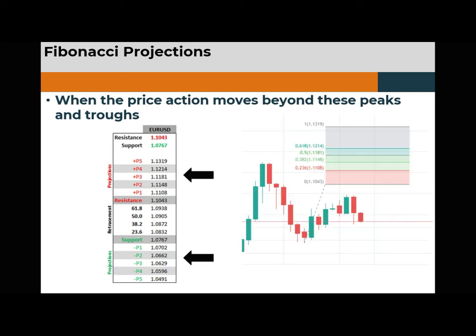So let's typically look at the projections to the upside. Typically what's going to happen if my price action is going to move above 1.1043. And yet again, I'm just filling in the, let's call it period that I'm looking at, or the price movement. And typically you're going to see my first projection, my plus P1, is sitting at 1.1108. And that's typically my projection of 23.6% moving forward.